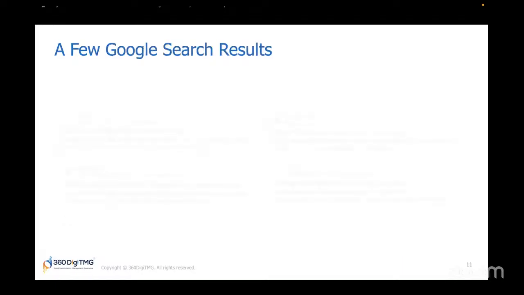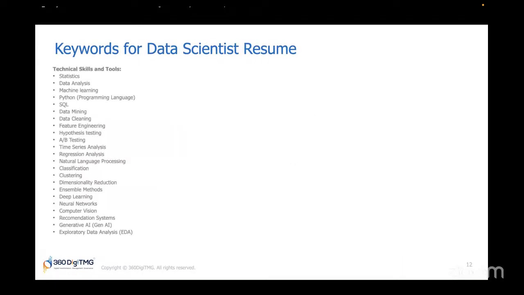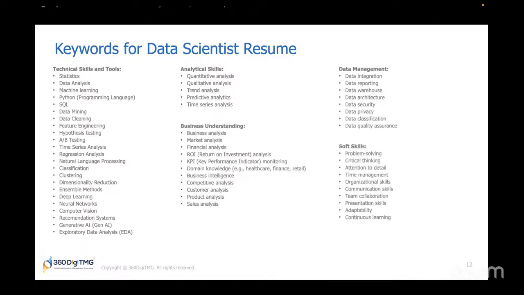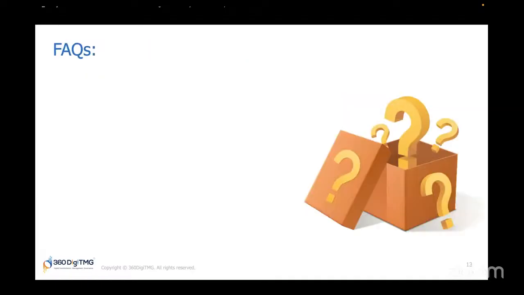Okay. Then there are a few other keywords which you can use in your resume if you are applying for data science field jobs. You can mention feature engineering, hypothesis testing, machine learning, clustering, classification, ensemble techniques. Okay, these kinds of keywords you can mention in your resume.